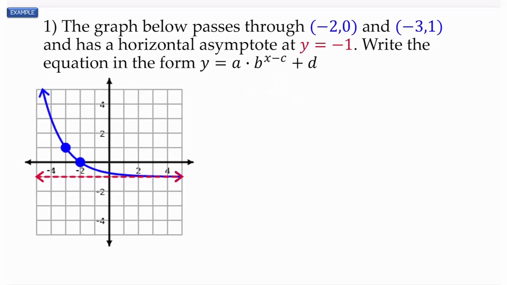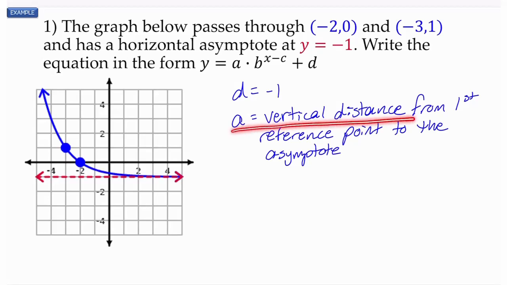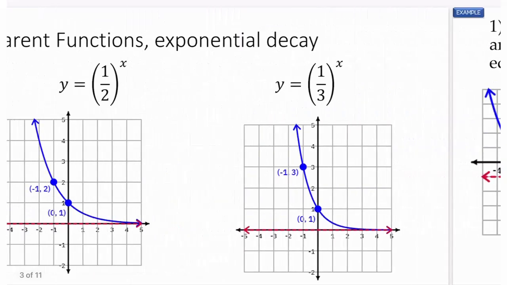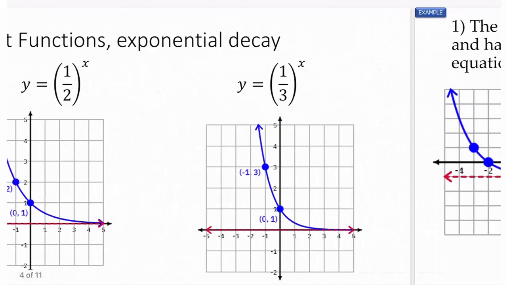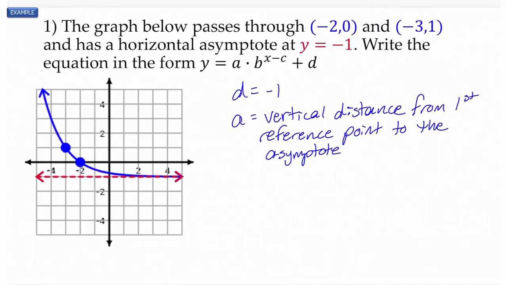Easiest thing to do actually is to identify the d value, because that's your vertical translation, and the easiest thing to translate is the asymptote. So this asymptote has been moved down 1, so that d value is going to be -1. So the a value is going to be the vertical distance from the first reference point to the asymptote. This is our first reference point, the one closest to the asymptote, and you can see that it's 1 vertical unit away from the asymptote, because this is the point that, if it had not been translated to the left or down, would be your y-intercept. And you can see that it's still just 1 unit away from the asymptote, just like they are on the parent functions. Okay, so in this case, the a value is just going to be 1.